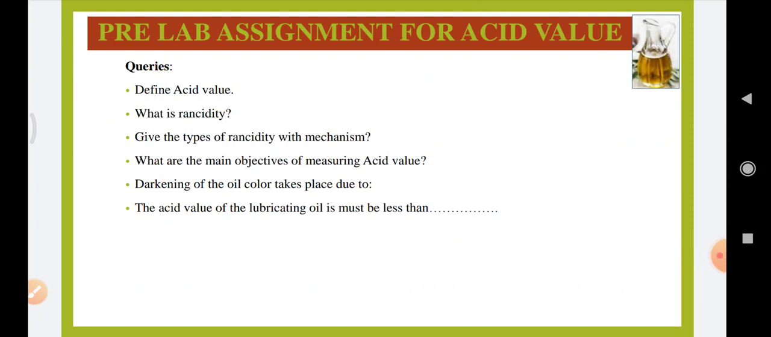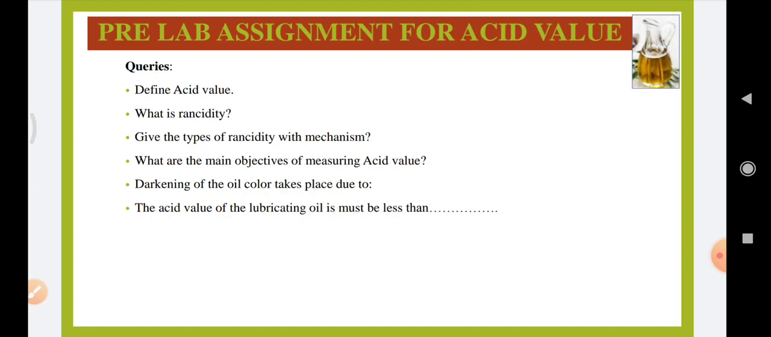Now coming to the pre-lab assignment for acid value. I want to mention here that these assignments can help you to get introduced to and prepare for the lab practical you are going to perform. Like for acid value, you can solve these assignments. The first, define acid value. What is rancidity? We have already discussed in our previous lecture. Give the types of rancidity with mechanism, that is the hydrolytic and the oxidative rancidity we have to mention here.